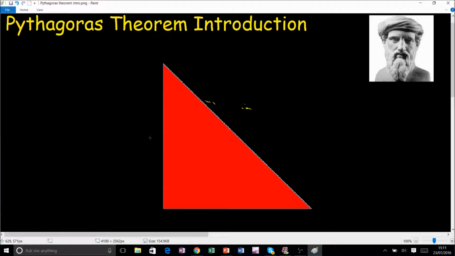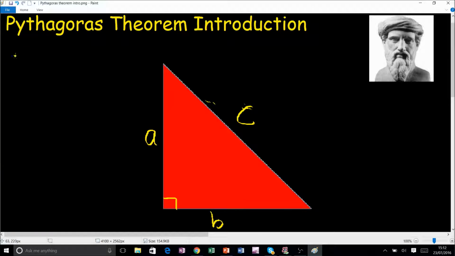Okay, so let's quickly name our two shorter sides. Let's have this short side as A, and this other short side as B, and we'll call the long side C. Now the long side is always going to be opposite the right angle. If you know where the right angle is, the long side is there.